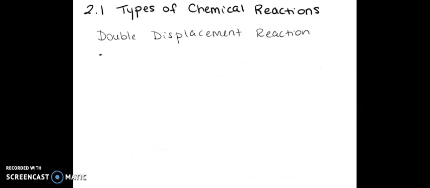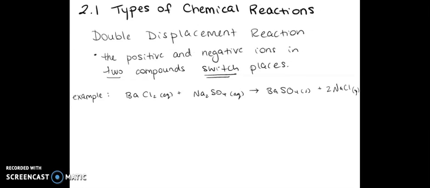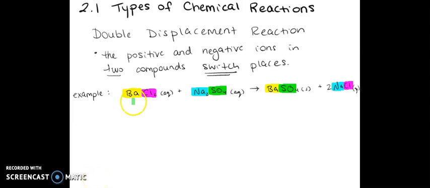Next type is a double displacement reaction. This is where the positive and negative ions in two compounds switch places. Let's look at this example. You can see in the reactants that barium is with chloride and sodium is with sulfate, but in the products it switches. Barium is with sulfate and sodium is with chloride. That's a double displacement reaction.